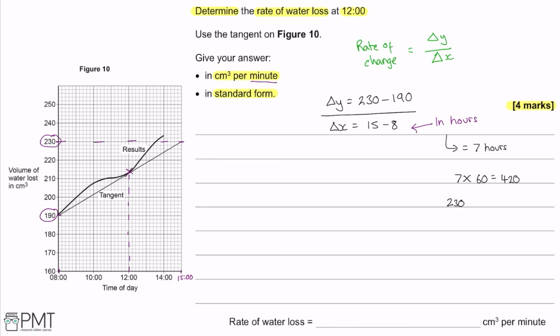So 7 hours is the difference between 3 o'clock and 8 o'clock, 7 times 60 is 420 minutes, and the difference between 230 and 190 is 40. So the rate of change is 40 divided by 420. That gives you an answer of 0.09523 and so on, and this is in centimetres cubed per minute.